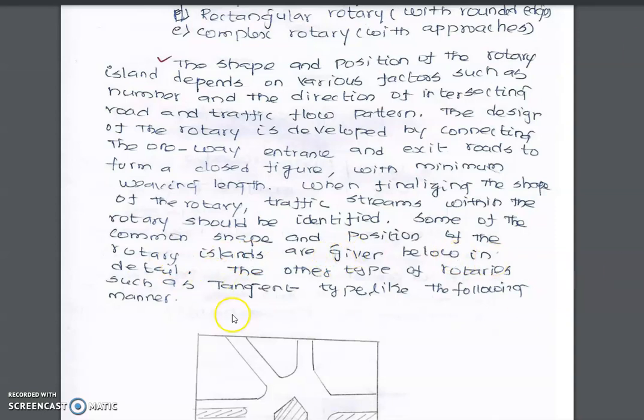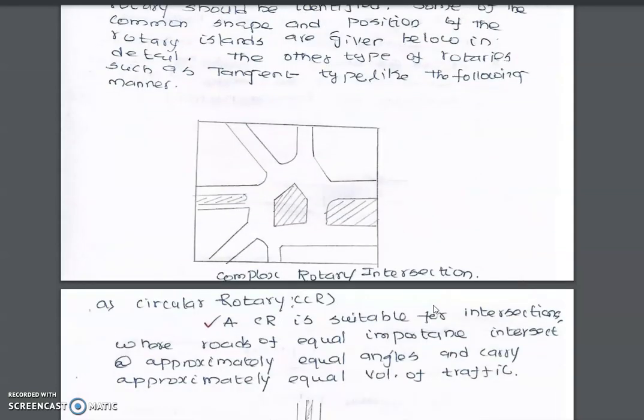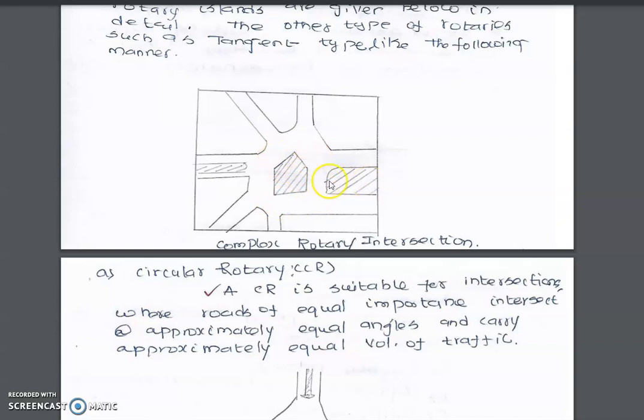The other type of rotary is the tangent type, in the following manner. See, if this is an unutilized area, the roads are connected in this area. Depending on the situation, the middle portion we have to give in proper alignment based on the angle formation. So this is a complex rotary intersection design.